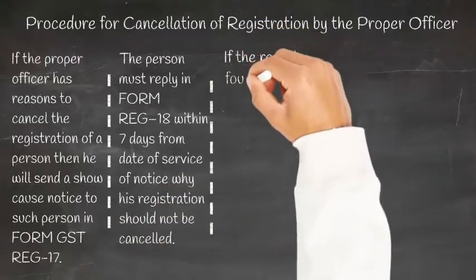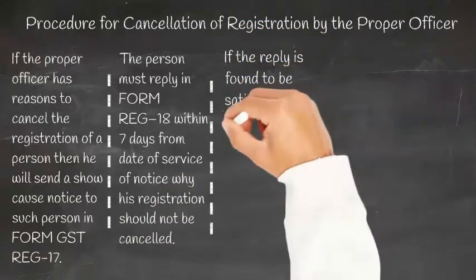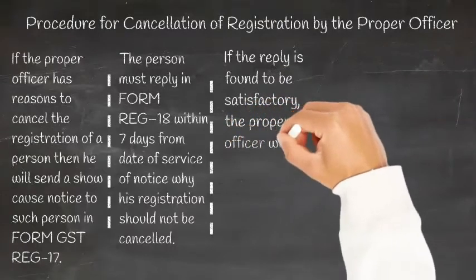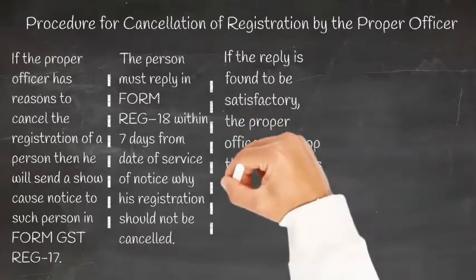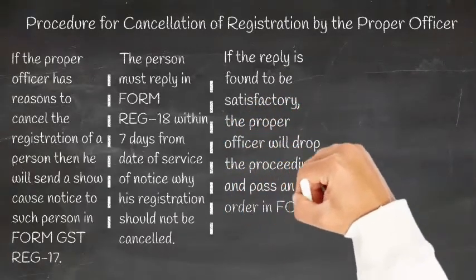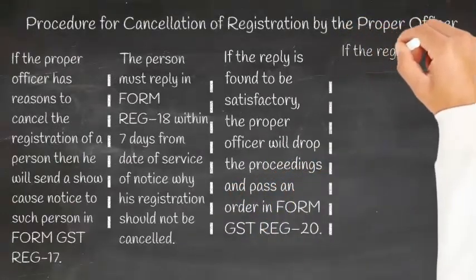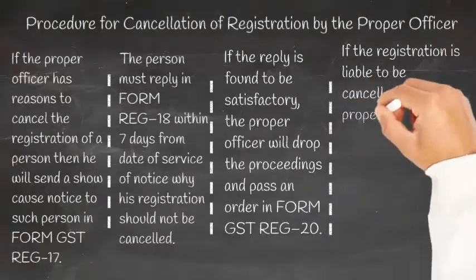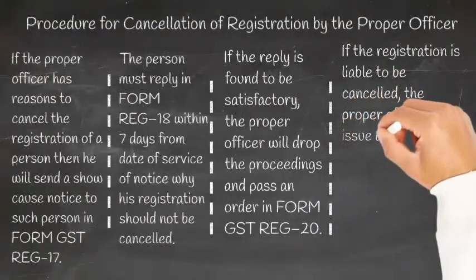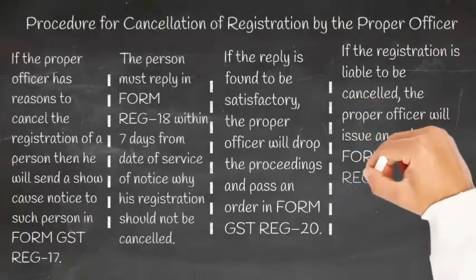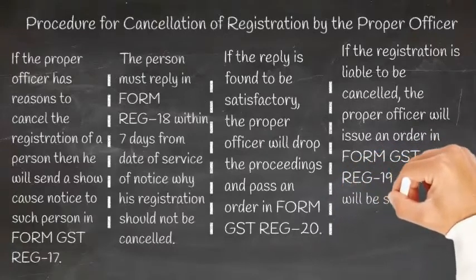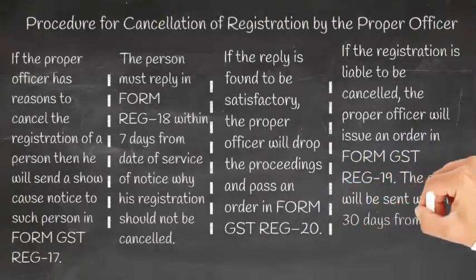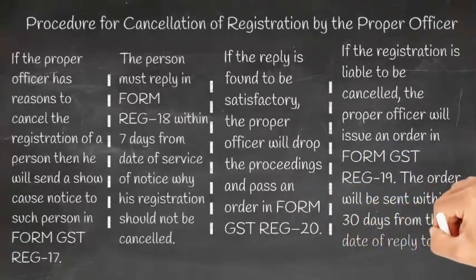Third, if the reply is found to be satisfactory, then the proper officer will drop the proceeding and pass an order in form GST Reg 20. If the registration is liable to be cancelled, the proper officer will issue an order in form GST Reg 19. The order will be sent within 30 days from the date of reply to the show cause notice.